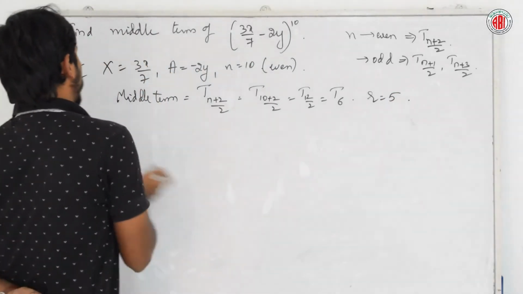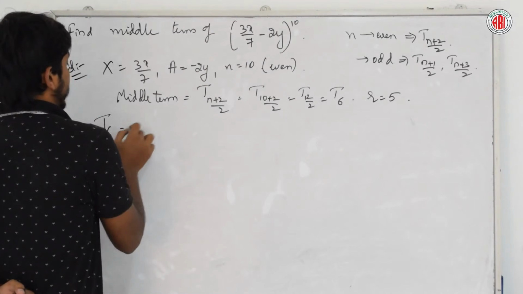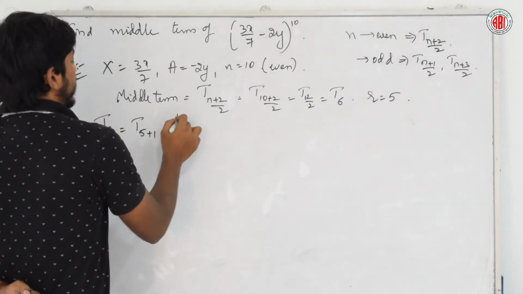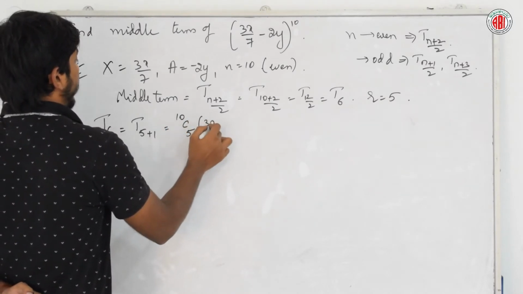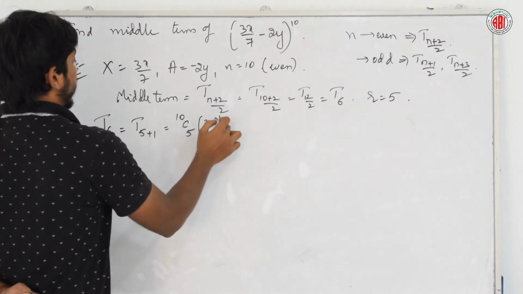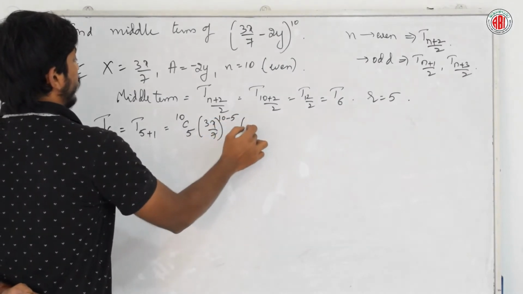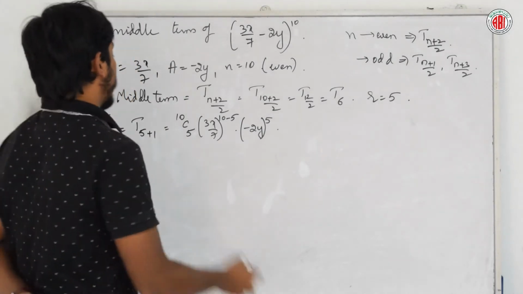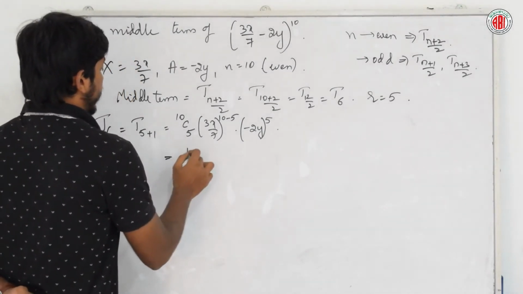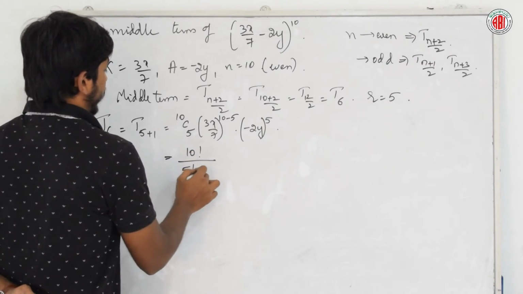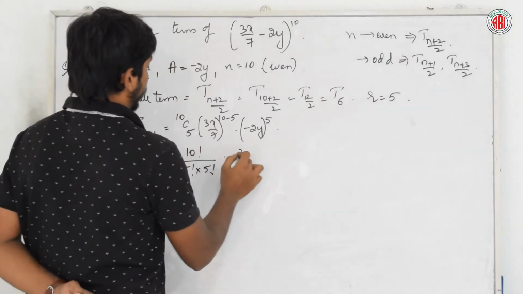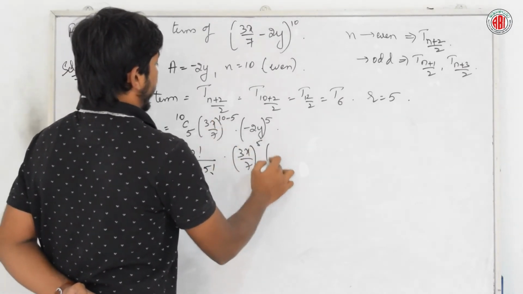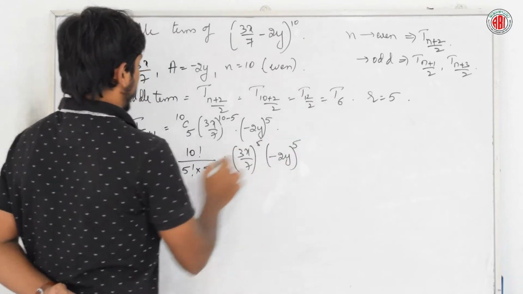Yes, now let us substitute the values. T6 is equal to T5 plus 1, which is nCr x power n minus r into a power r. Done? That's it. Now let us simplify this: 10 factorial by 5 factorial into 5 factorial, into 3x by 7 to the power 10 minus 5 is 5, into minus 2y power 5.